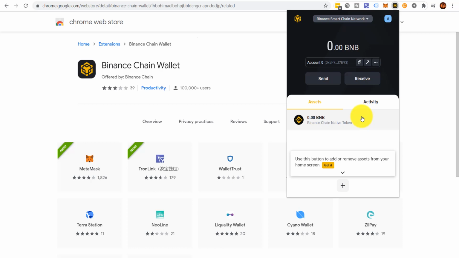Once you write down your 12-word phrase, the next step is it's going to ask you for 3 words. It's going to say, hey, what was the 3rd word? What was the 7th word? And what was the 10th word? And you've got to type those words in. Once you type those words in, you'll have your wallet set up just like this.